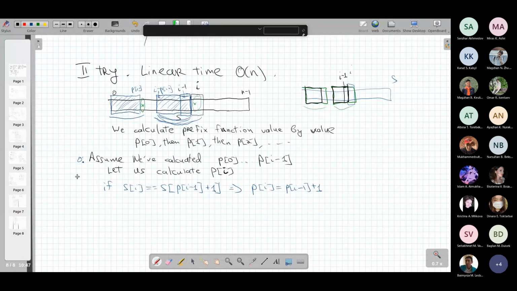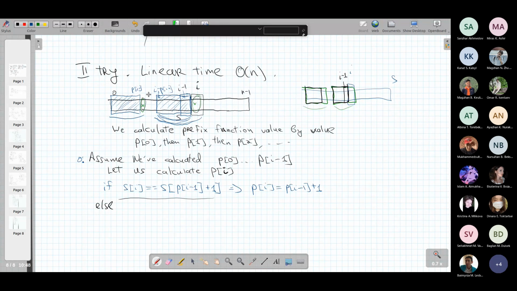Okay, this is the case if this happens, if this position is equal. So if these two positions are equal. But what if it is not? What if it is not? Then what else can we do? What's the next prefix that could be here?